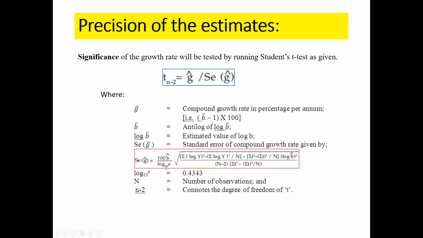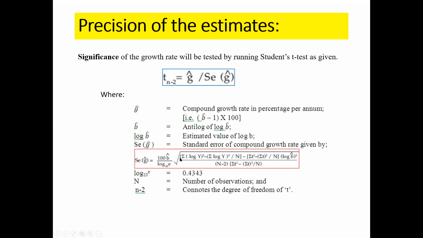Then what we have is log 10, log E. That is log base 10 of E. The value is given over here, 0.4343. So this is solved since we have estimated the slope coefficient log B, and then we have to find the antilog of log B, and that antilog of log B will give you this beta hat, right? So 100 into antilog of log B divided by log base 10 of E.